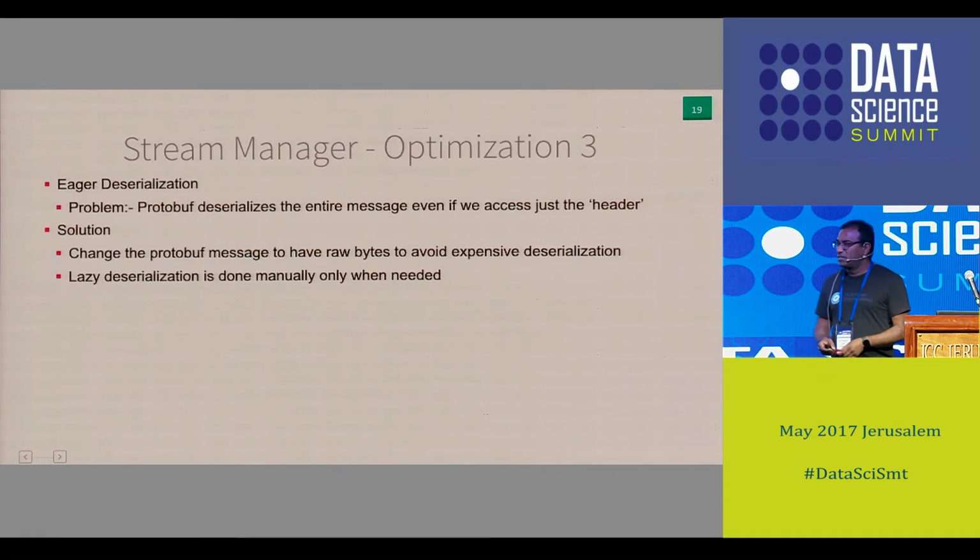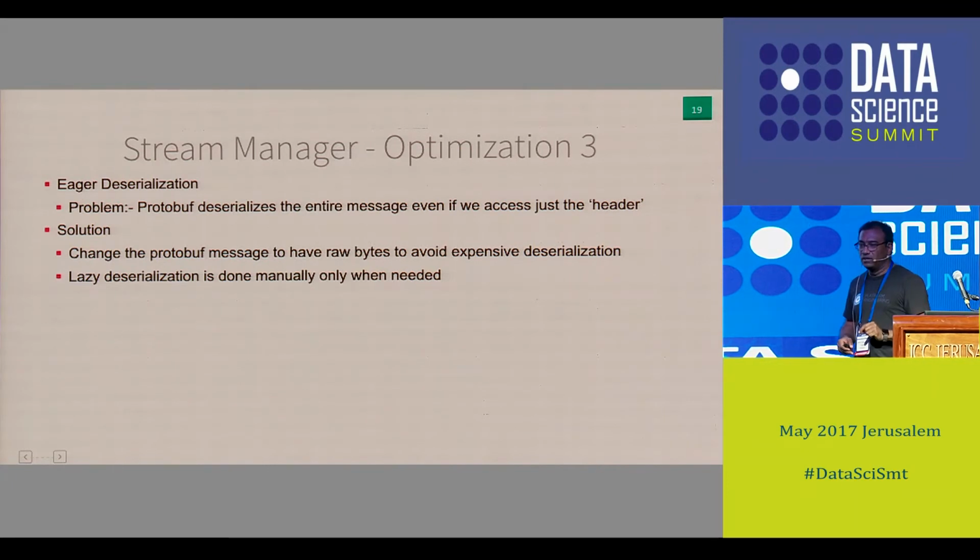Then the next one is eager deserialization. Protobufs deserialize the entire message even if you wanted to look at only one field, because we have to look at one field to route where the data has to go. So the solution is we change the protobuf message format so the payload is raw bytes, which you don't have to look at. The header is the only thing that we have to look at, which does not have to be serialized and deserialized.